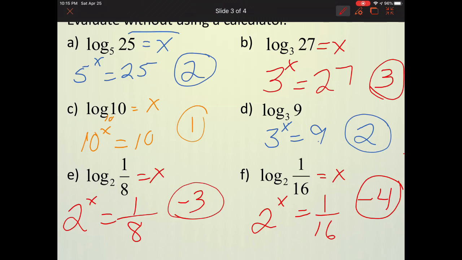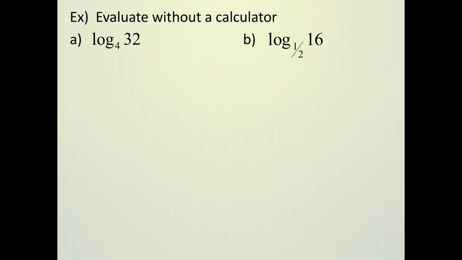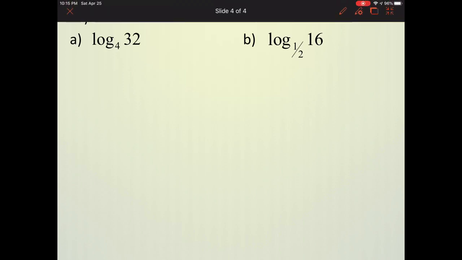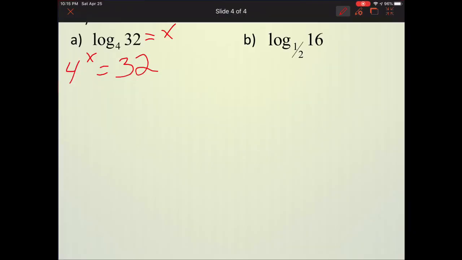Okay. All right. Oh, sorry about that. And these last two are of course the more difficult ones. Log base 4 of 32. So if I set this equal to x, what we need to do is realize something. If I go to a calculator, I'm not going to get 32. So I'm going to show you real quick. 4 squared, 4 to the third, 4 to the fourth. I'm not getting 32. You can see that.